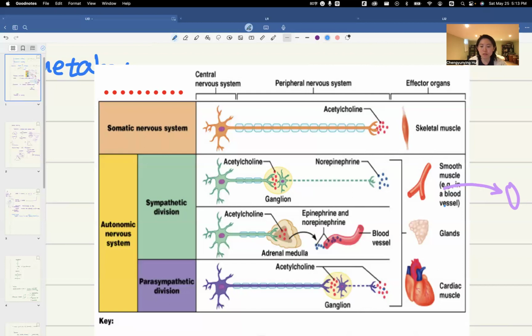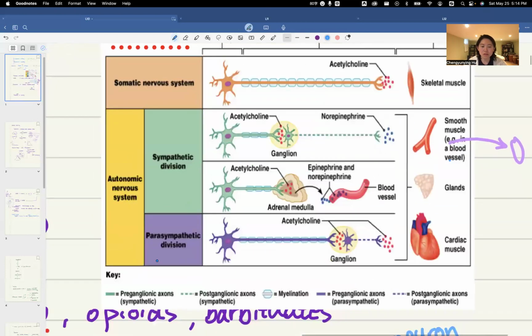And this acetylcholine goes and binds to the receptor on the cardiac muscle. What type of receptor is that? It's muscarinic. All right, something else to mention at the end.